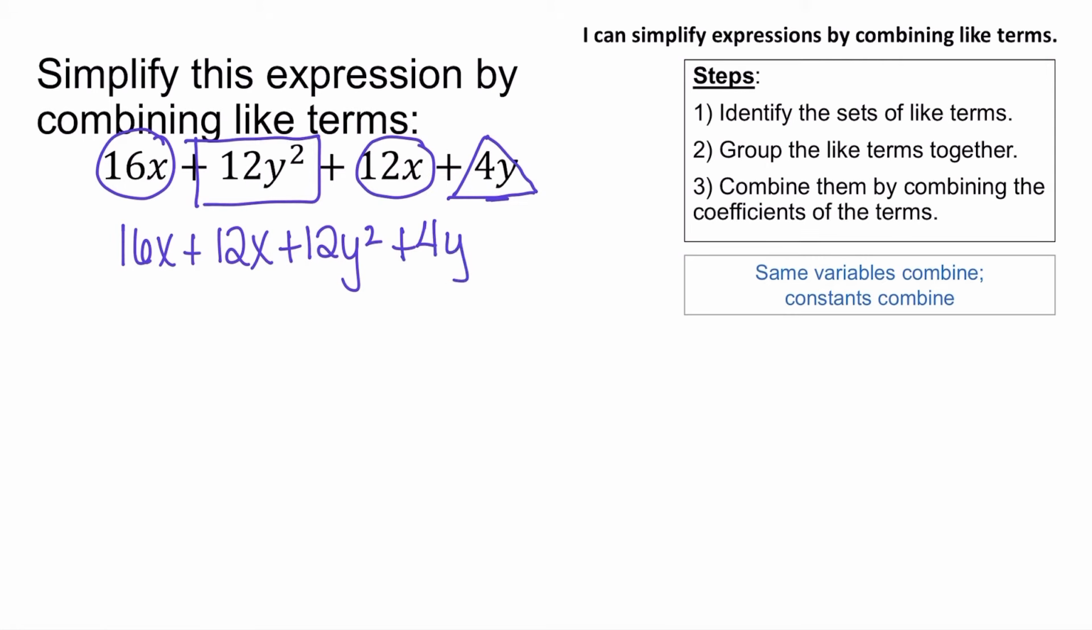So let's group our like terms, which in this case is only the 16x and the 12x. And then when we combine them, we get 28x. And then we just bring down the 12y squared and the 4y.